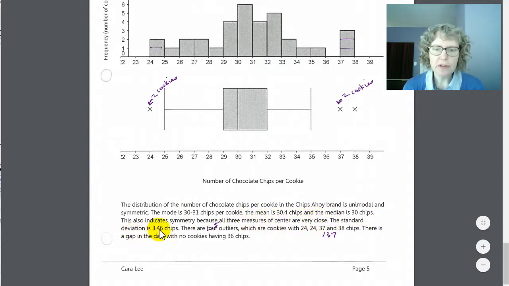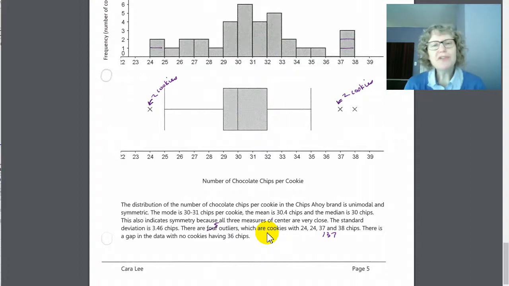The standard deviation is 3.4 chips, and there are 5 outliers, which are cookies with 24, 24, 37, 37, and 38 chips. There's a gap in the data with no cookies having 36 chips. So there's a little bit of extra in here. Really what's required is the shape, center, spread, and unusual features. But sometimes you're not sure, like, oh, it's slightly symmetric, or mostly symmetric, or slightly skewed.